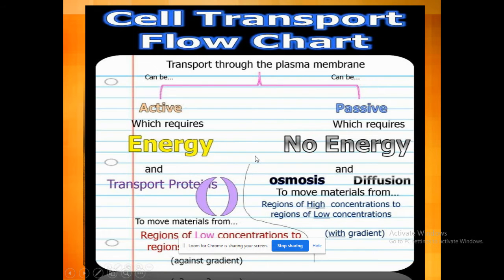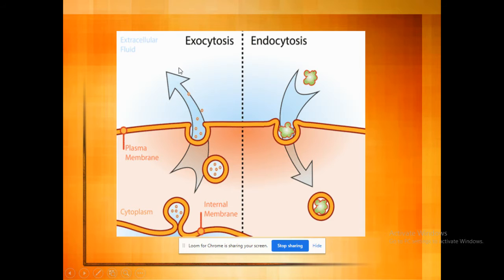So here is again a flow chart. Here you can see there's the active transport which requires energy, and passive which do not require energy. So here the substances will move from low concentration to the high concentration, and here from high to low concentration. Here the example is osmosis and diffusion. Exocytosis, this is the inside of the membrane and something is leaving the cell, so it is exocytosis.